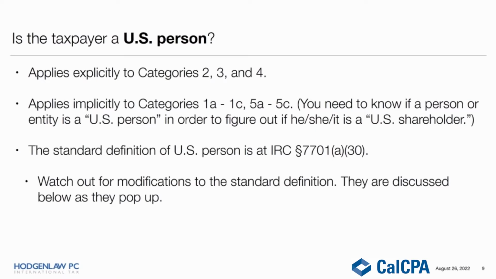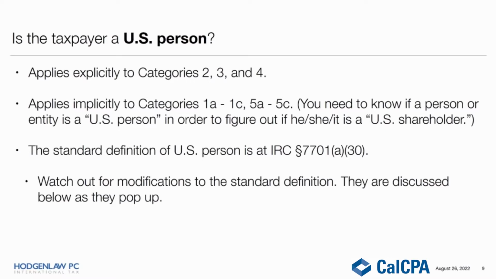It explicitly applies for categories 2, 3, and 4 because it says if a US person, blah, blah, blah, then you're category 2. It also implicitly applies to categories 1 and 5 because category 1 and category 5 apply to US shareholders, but by definition, a US shareholder is someone who's a US person and who owns a sufficient amount of stock to make that person a US shareholder.